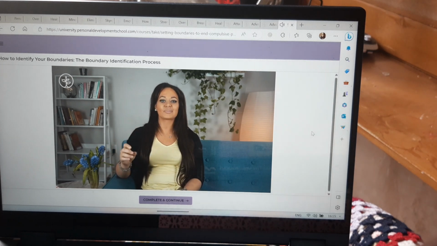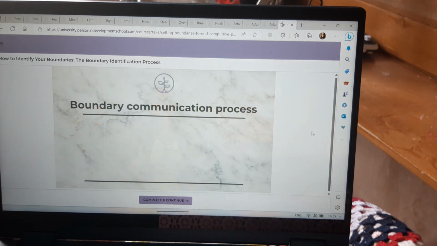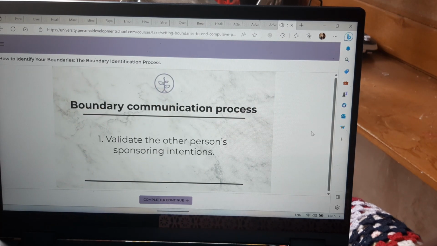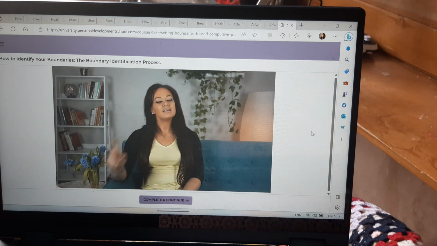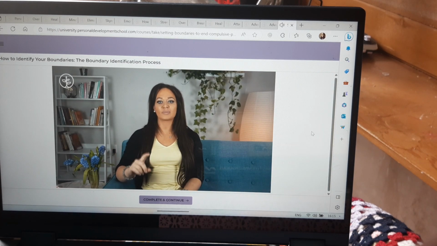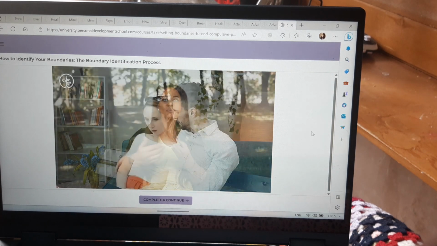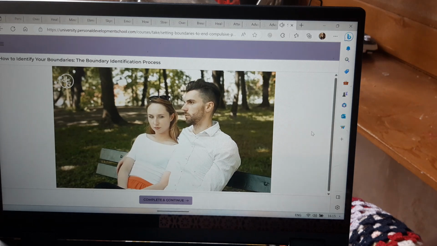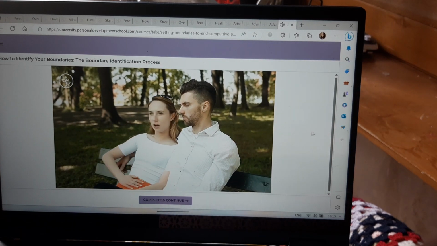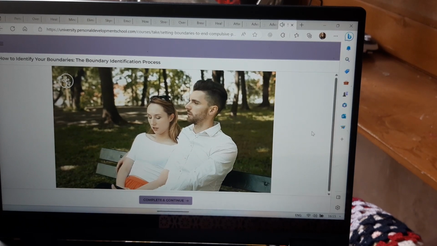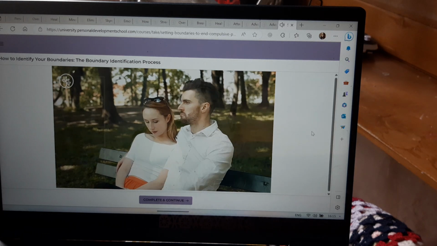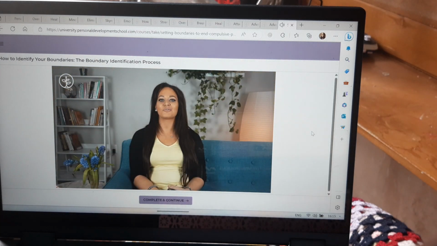Step 1. You want to start when you're communicating by validating the other person's sponsoring intentions. This helps you get heard by another person because it helps you build this channel of rapport so somebody feels seen, heard, understood, safe in an interaction where you're expressing a boundary, which is an absolute necessity in order to get heard. And I'm going to go into this a little bit more in a moment.